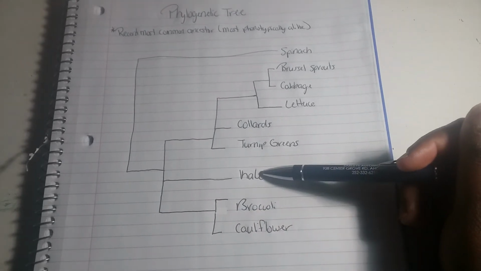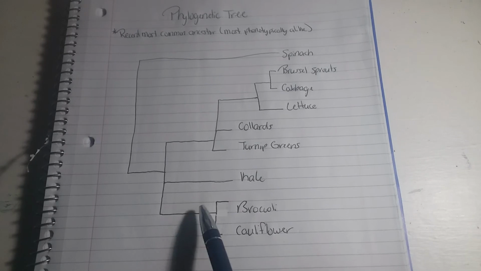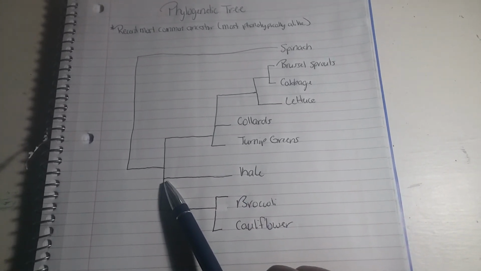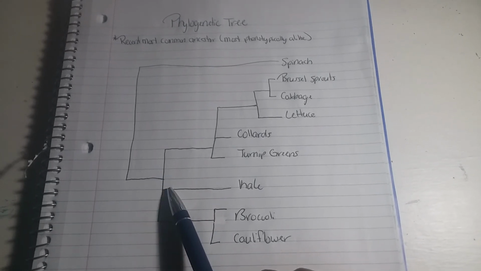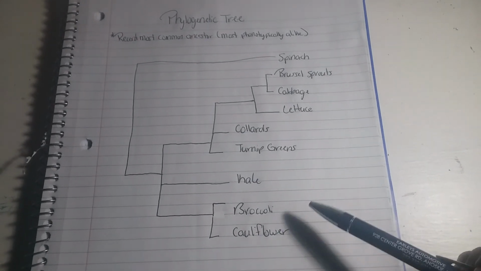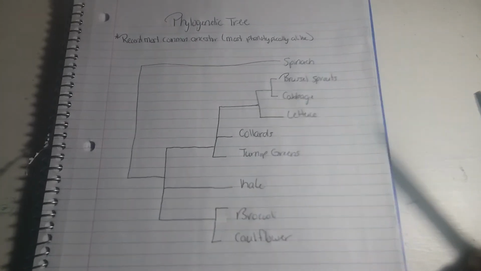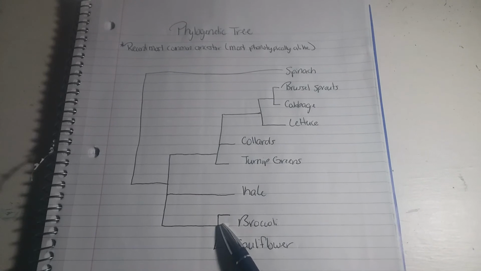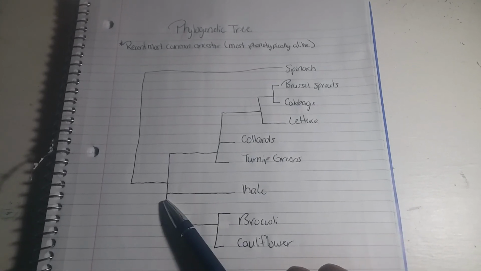For kale, you can see I have a much longer line for kale because kale does not look like broccoli at all. So their most common ancestor wouldn't be as recent. And as for broccoli and cauliflower, the only difference between them is the color, really. I mean the taste, but we're going based off of phenotypes. So they would have a more recent common ancestor than, say, broccoli and kale would.